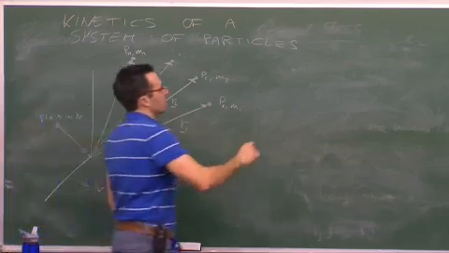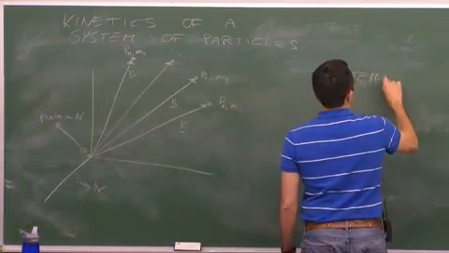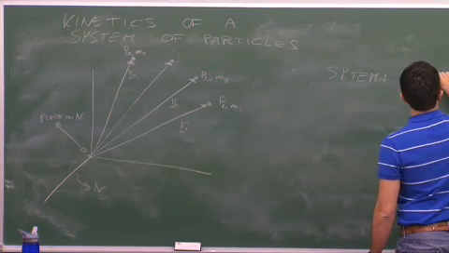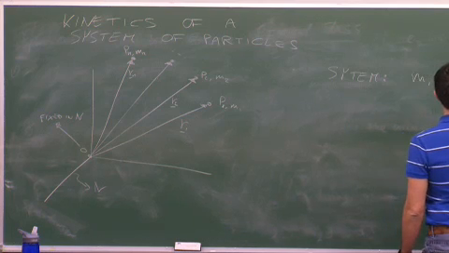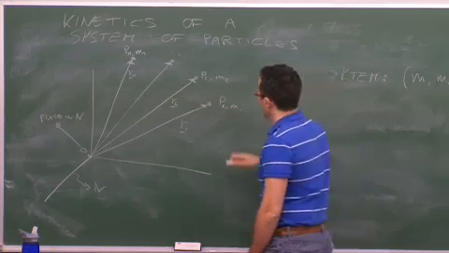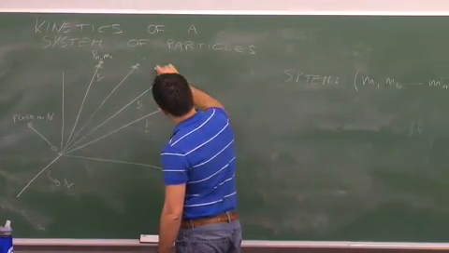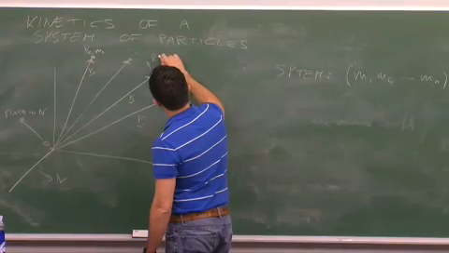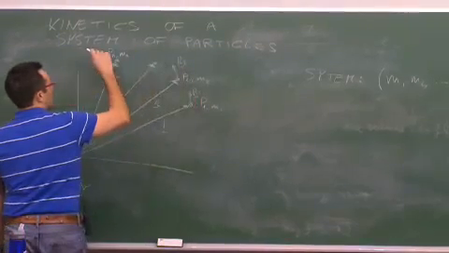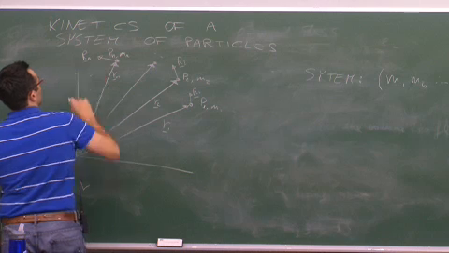So we have this system which is composed by all these masses here, M2 and N. Okay, and say that each resultant force acting on each particle is given by the vector R1, R2, R3, up to Rn. Okay.